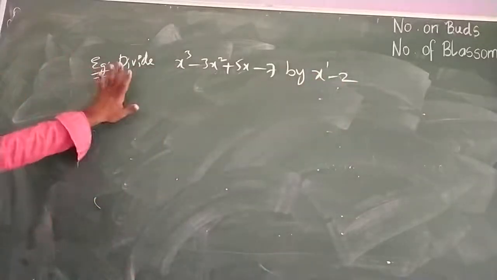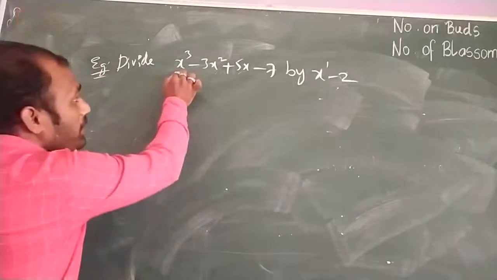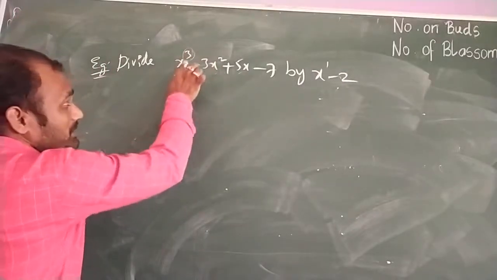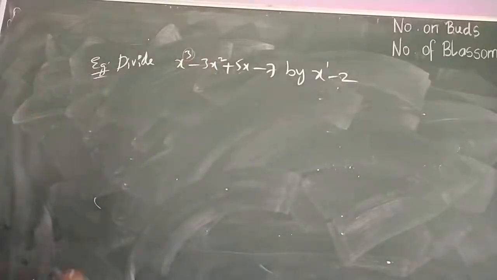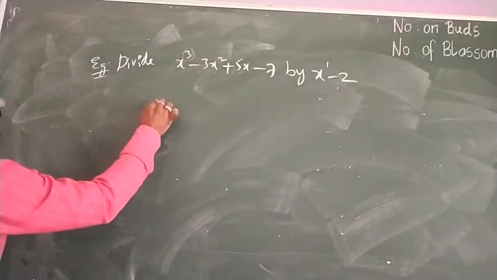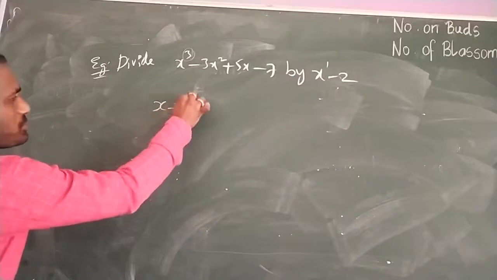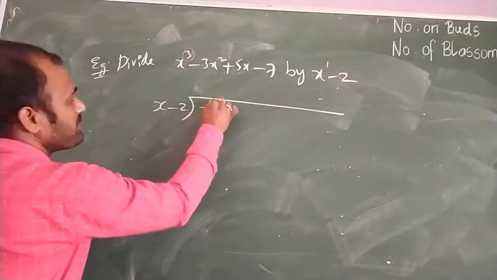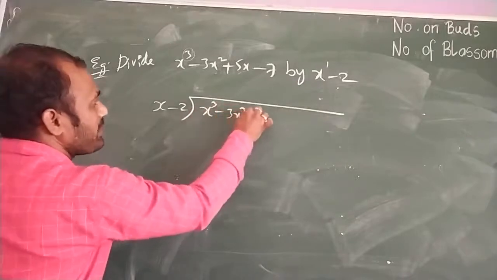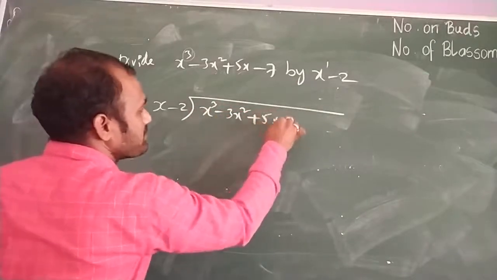So we can perform division when the degree of the dividend is more than the degree of the divisor. So let us start doing division. x minus 2 divided into x cube minus 3x square plus 5x minus 7.